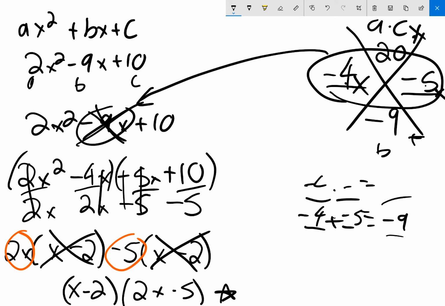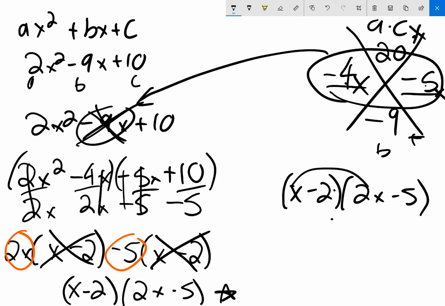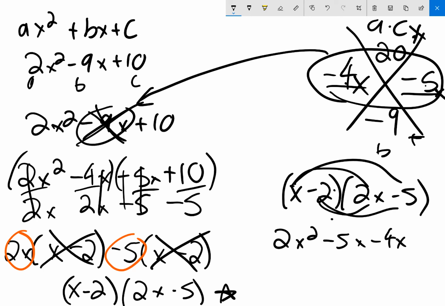So again, if you want to check your work, let me erase this so I have some space. If you want to check your work, you certainly can. x minus 2 times 2x minus 5. If you FOIL it, you should get back what you started. So x times 2x is 2x squared. x times negative 5 is negative 5x. Negative 2 times 2x is negative 4x. And negative 2 times negative 5 is positive 10. And then you combine your like terms in the middle, you're going to have negative 9x. And then you bring the other terms down.